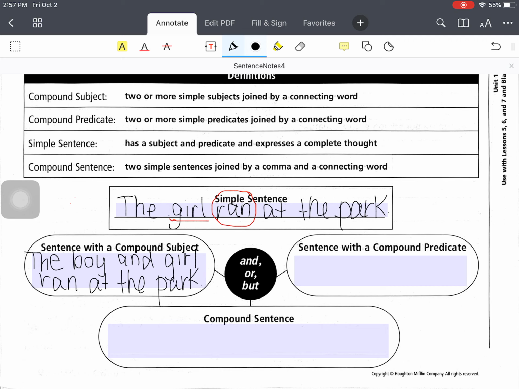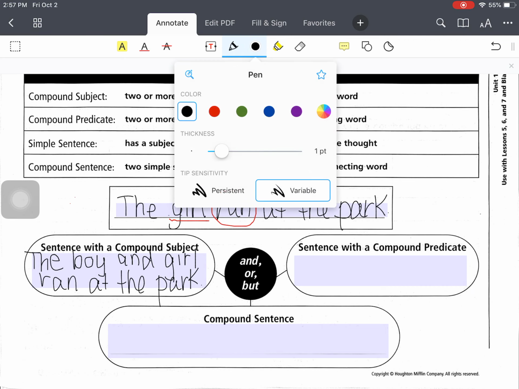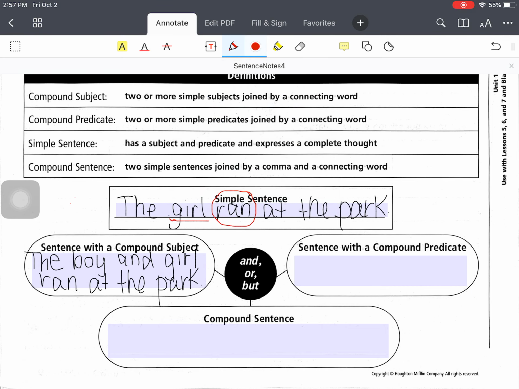Okay, so this is a compound subject. So we have 2 subjects. So I have to ask, who or what is my sentence about? And the answer is boy and girl. And notice and is the word that I use, the conjunction from over here to connect them. Now what did the boy and girl do? So that's going to be my predicate. My simple predicate is the verb, and they ran. All right, so that is the sentence with a compound subject.